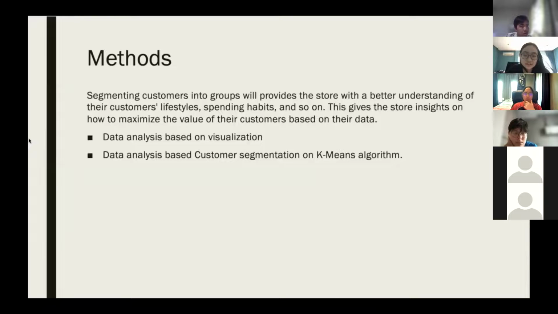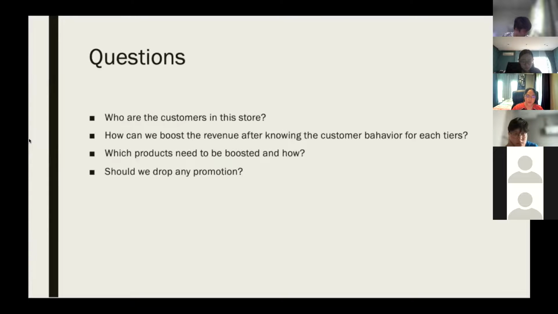For the methods of the analysis in this project, I had in mind that customer segmentation will actually provide the store with better understanding of the customer lifestyles, behavior, and so on, and this will give the store insight on how to maximize the value of their customer based on the data in their possession. So analysis will be divided into 2 parts. The first one is analysis based on visualization, and the second part is analysis based on customer segmentation using K-means algorithm. Here are the questions that I have.